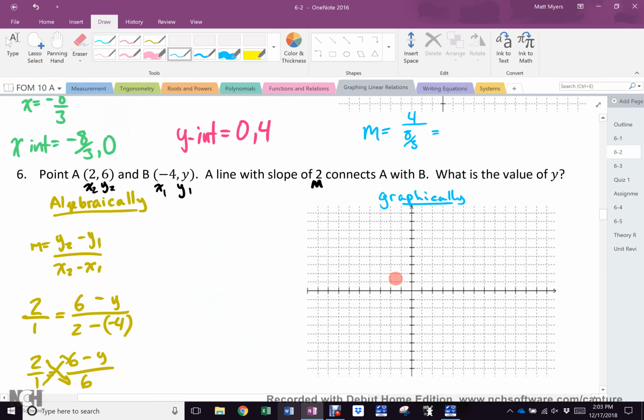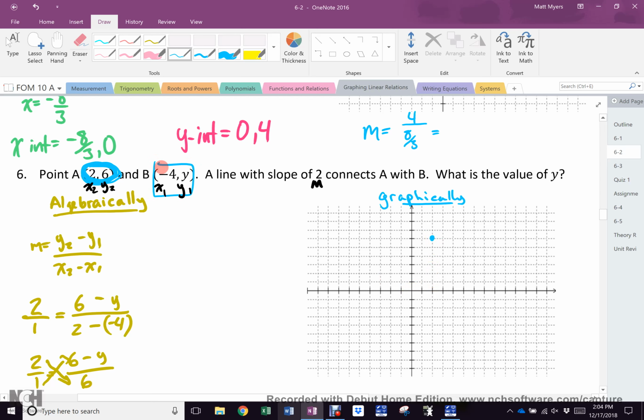So go back to the very first one. Do I know where that spot is on the graph? Take me there, Jovan. So where do I go? Just this point right here. 2 to the right and up 1, 2, 3, 4, 5, 6. Agreed? Okay.